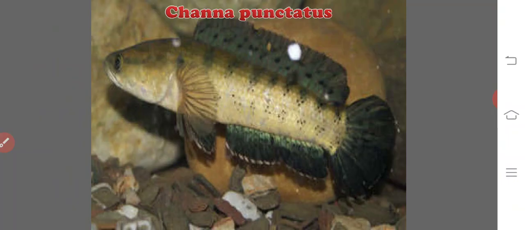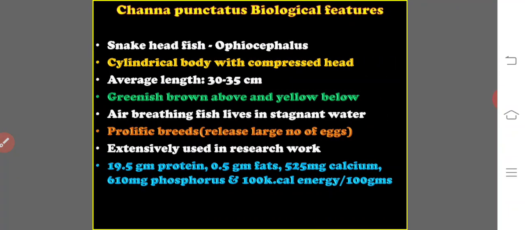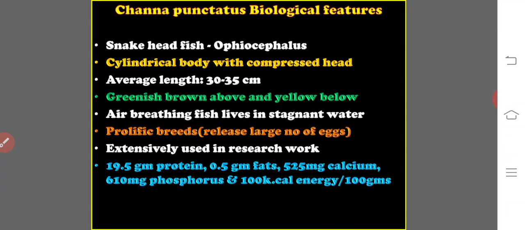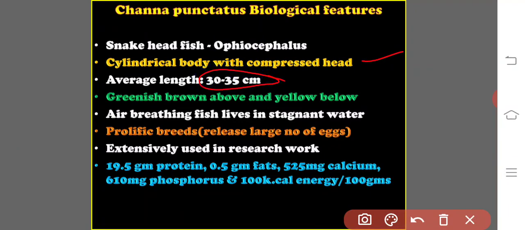See, this is the image of Channa punctatus. The characteristic features are that it is commonly called the snake head fish or Ophiocephalus. Ophio means snake, cephalus means head. The body is cylindrical with a compressed head. Average length is only 32-35 centimeters. Color is greenish brown on the dorsal surface and yellow on the ventral surface.